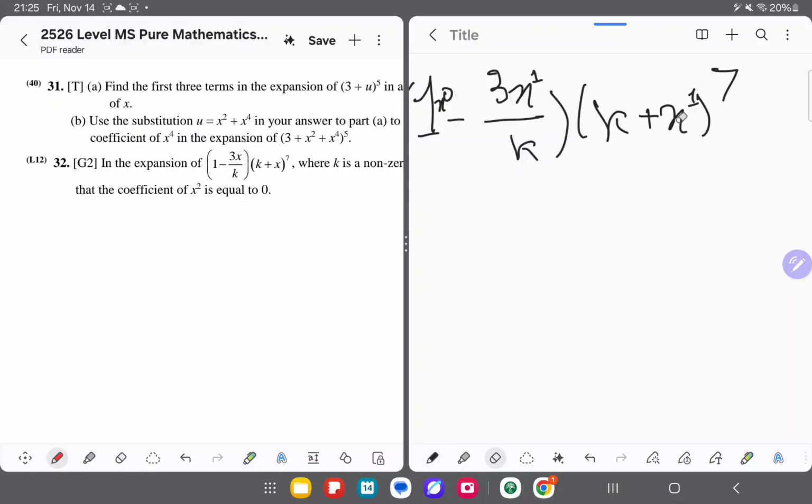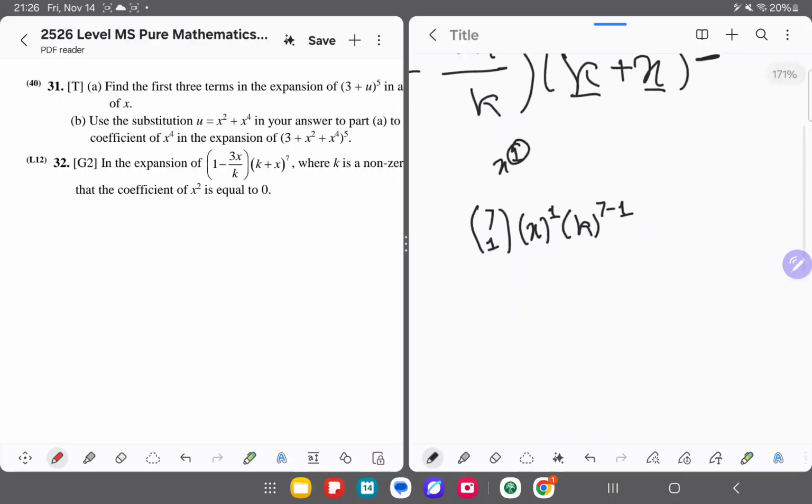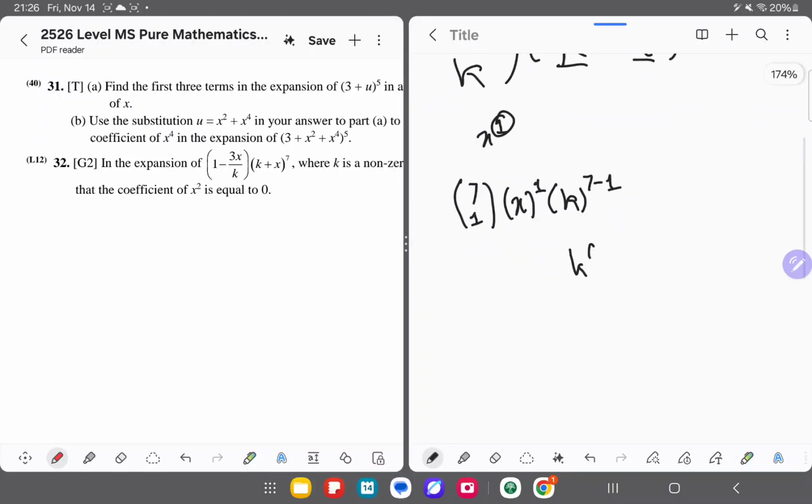We'll get coefficients of just x simply. So to do that, x is just x power of 1, meaning that inside the combination we have to do 7, which is the highest power, combination 1. Okay, so I'll write 7 combination 1, and we want x power of 1, not k power of 1. So we'll do x power of 1 and then k power of 7 minus 1. Now we'll solve it. We get k power of 6 and then x.